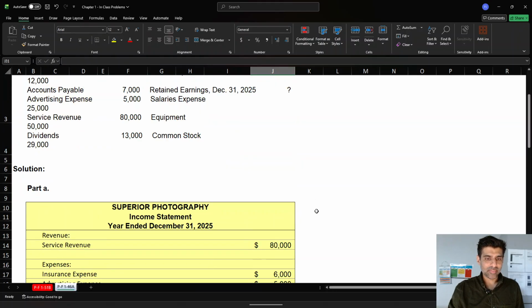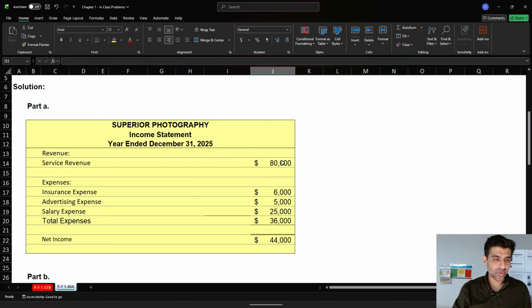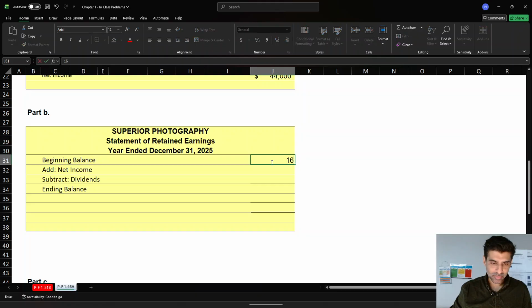Okay, beginning balance. If I look up here, the balance of retained earnings was $16,000 as of December 31st, 2024. All the information that we see is for 2025, what happened in the year 2025. So my starting balance of retained earnings is the same as the ending balance of the previous year. So it's telling me that the ending balance of 2024 is 16,000. That is the same thing as my beginning balance of 2025. Okay, so I'm going to start with the beginning balance of 16,000.